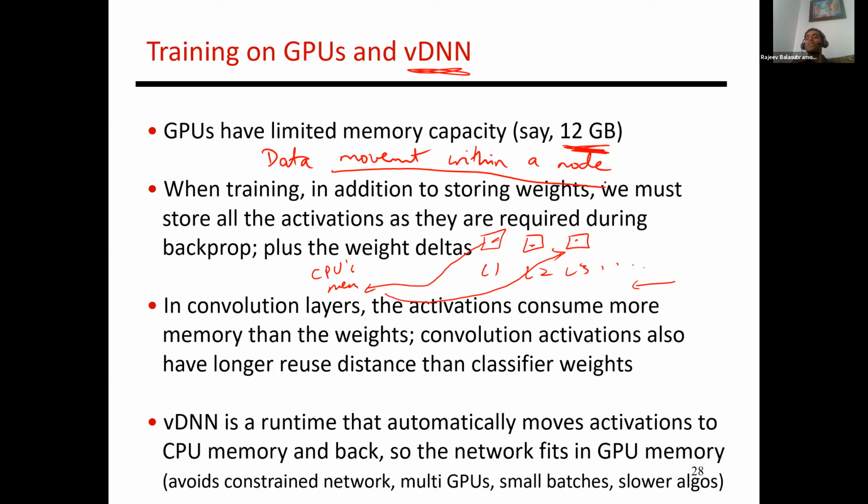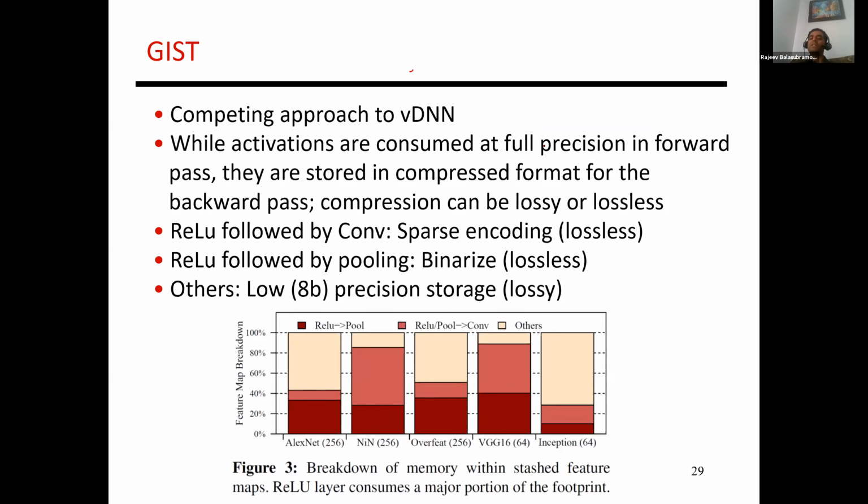Then there was also this paper which was from a wide group of institutions. It was essentially a competing approach to what the VDNN paper had shown. It says that, while you're storing these activations, you have an opportunity to do some compression. They identify 3 different opportunities, and in 2 of them, the compression is lossless, and in the third approach, you can choose to throw out some of the bits of your activations.